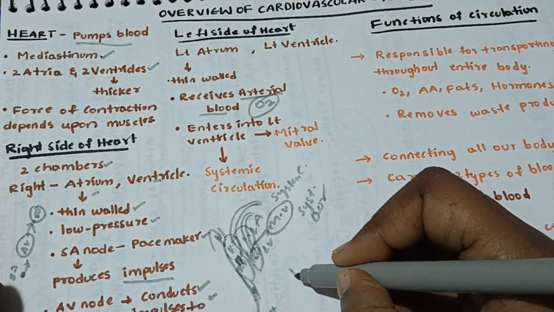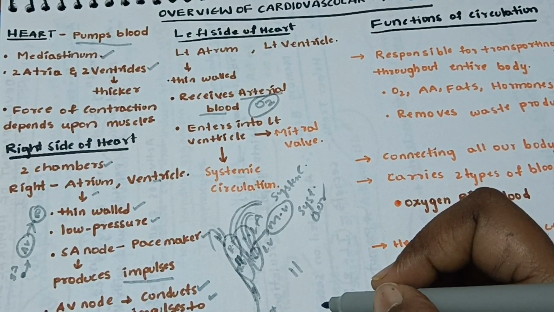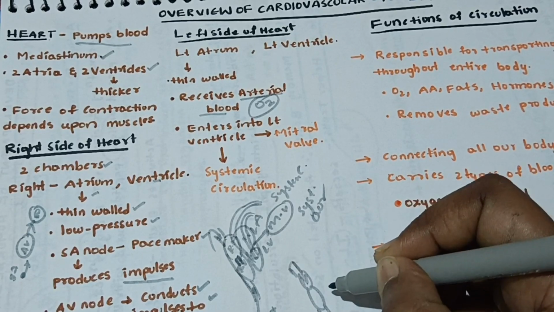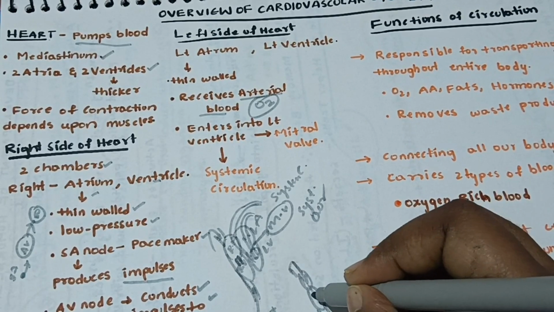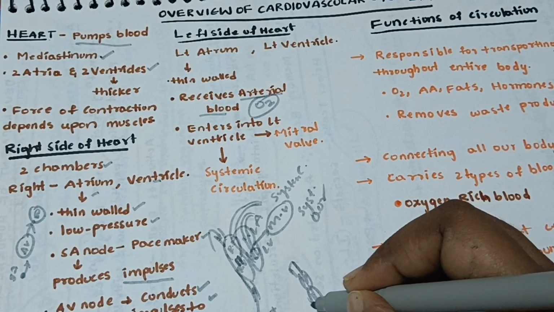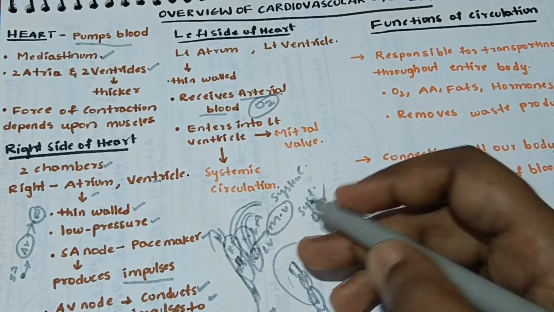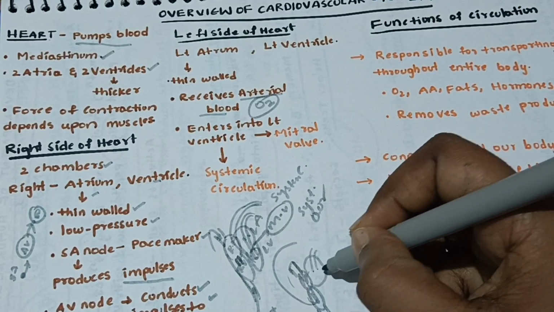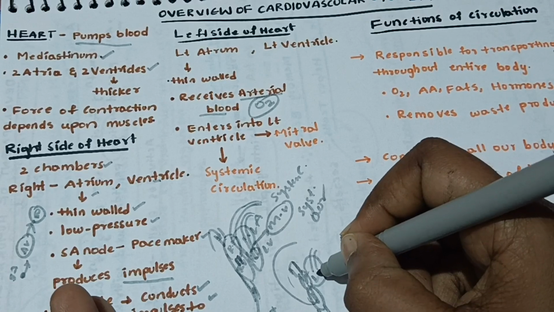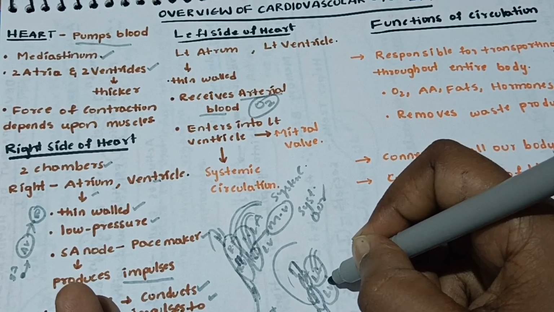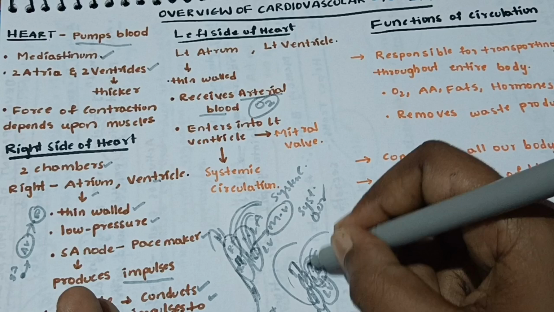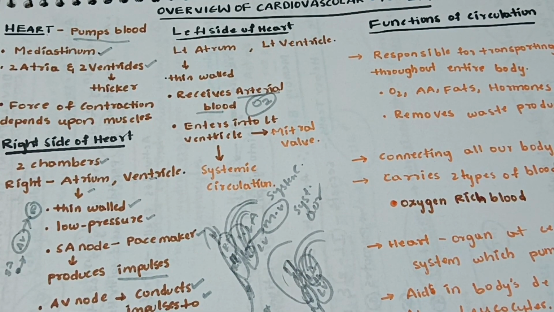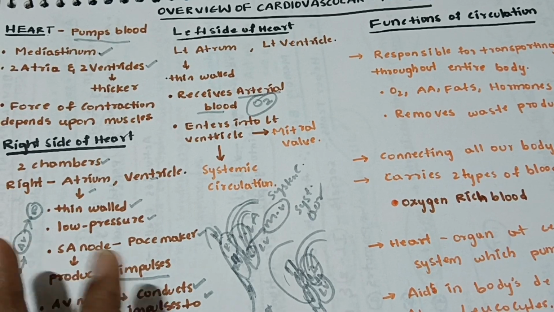From the superior vena cava and inferior vena cava, blood is carried to the right atrium. From there, it goes to the right ventricle and pulmonary circulation. Then the oxygenated blood comes to the left atrium. From there, it goes to the left ventricle through the mitral valve. From there, it goes to the systemic circulation. This is the process of circulation.